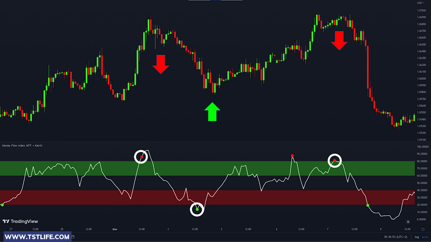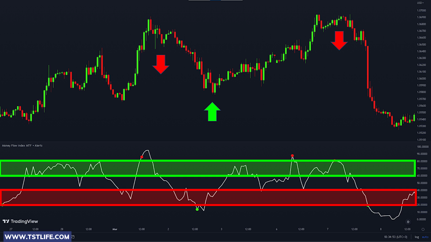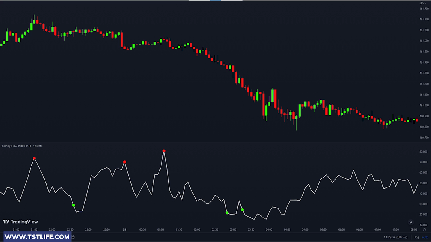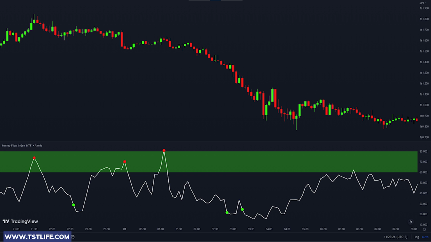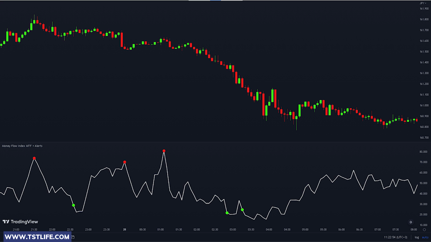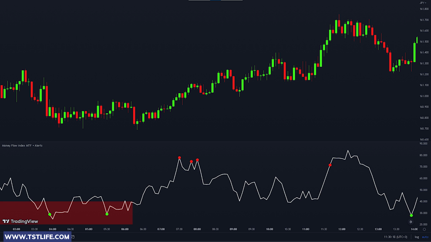Typically, the MFI is assessed through overbought and oversold levels. To make it simple, a reading above 70 suggests overbought conditions, indicating that the instrument you're trading may be overvalued and due for a possible price correction. On the other hand, a reading below 30 indicates oversold conditions, implying that the instrument may be undervalued and we should expect a price rebound.